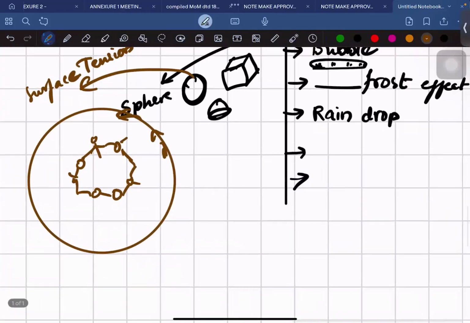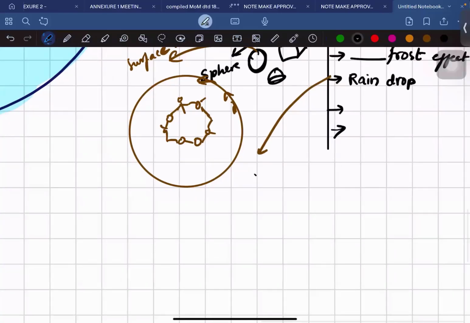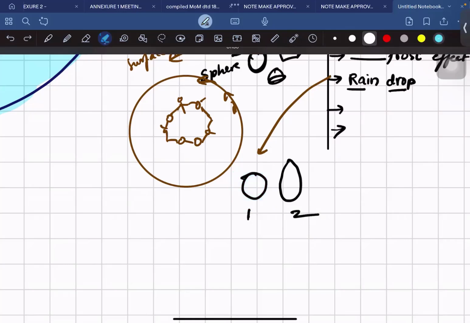And anyway, what is the shape of a raindrop? Is it spherical or something? Is it like this? Case 1 and case 2. The teardrop, because there is only pressure from one side. Now I'm asking the shape of a raindrop that is falling from the cloud to the earth, is it 1 or 2? 2. Okay, that is 2. I agree.